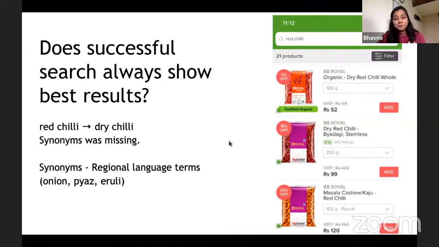One more improvement which the content team made is that they also added red to the product description so that customers can easily relate to it. Let's say when I searched for red chili, the product title read as BB Royal Organic Dry Red Whole, I mean, red chili whole. In that case, there is maybe a slight disconnect. So that is when content also stepped in and added red in the product description.